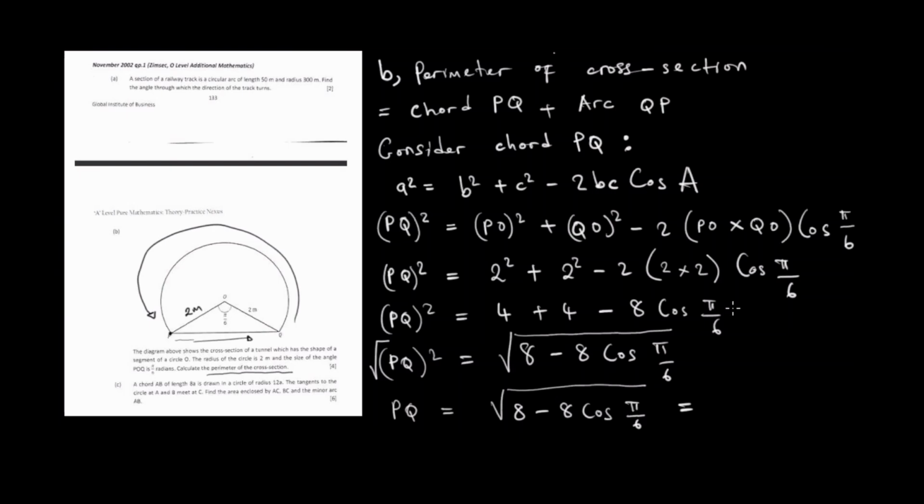So where do I find pi on my calculator? I press shift, then another pattern where pi appears, that over 6 like this, then close bracket. So I hope you are following through. So PQ is equal to the square root of 8 minus 8 cos pi over 6. The answer is 1.03524618041. That's the answer I'm getting.